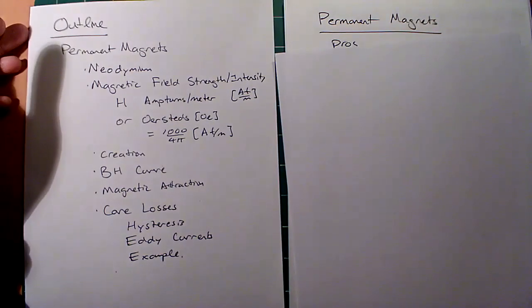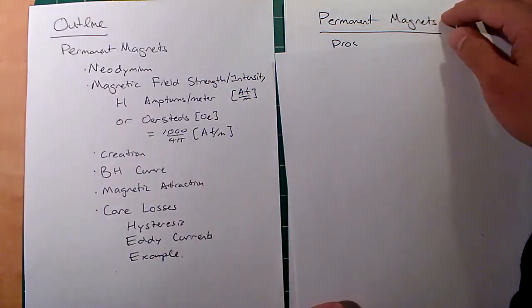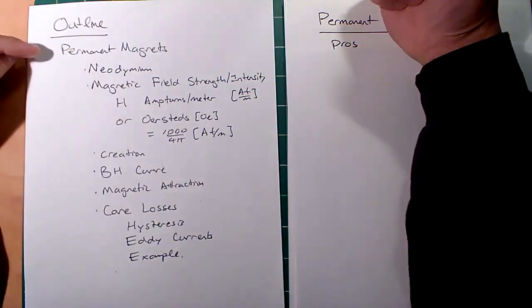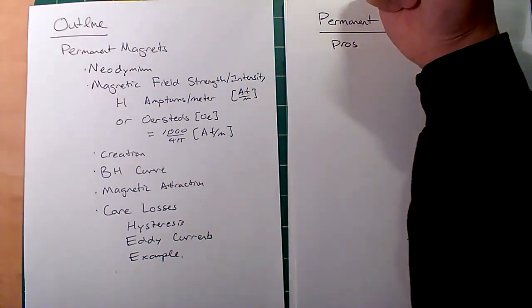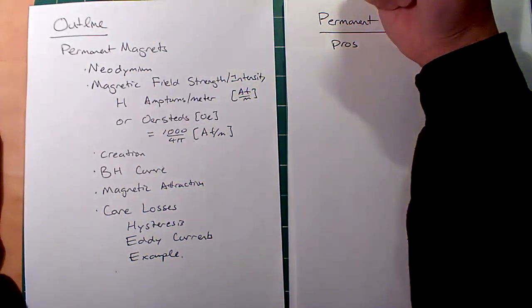Hi, this is ET350 Lecture 8. Today we're going to talk about magnets, specifically permanent magnets, and we'll look at neodymium. That's actually these guys right here, neodymium magnets.